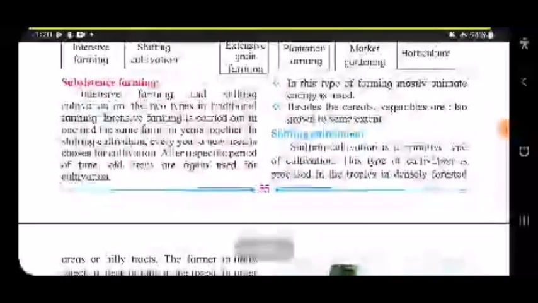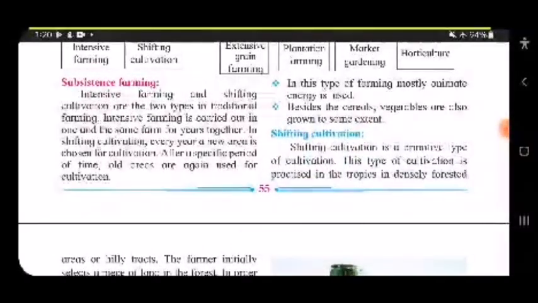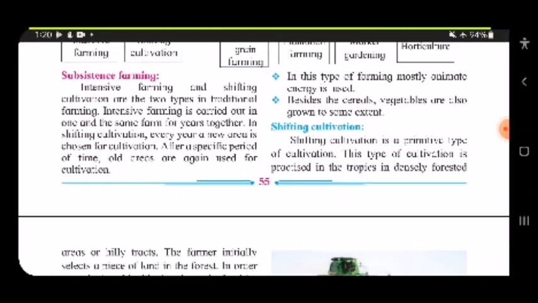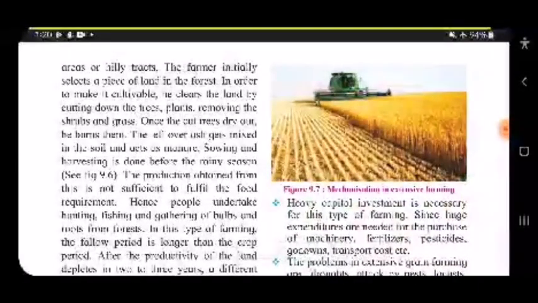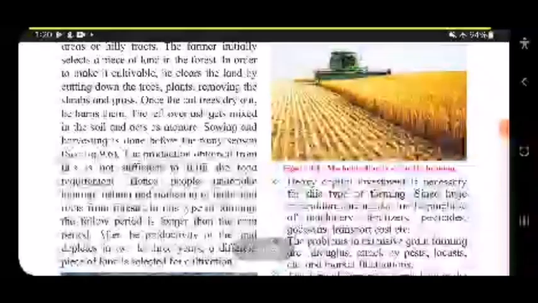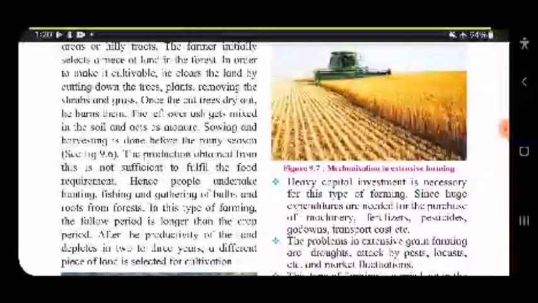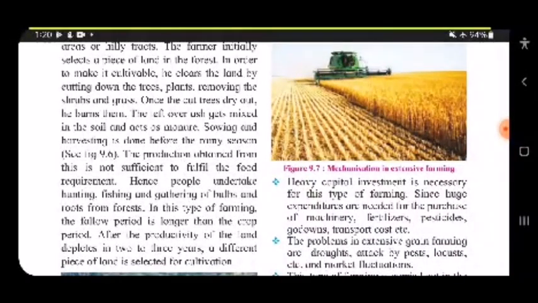Let us move on to shifting cultivation. Now shifting cultivation is a primitive type of cultivation. This type of cultivation is practiced in the tropics in densely forested areas. That means in hilly regions, this shifting cultivation is practiced. The farmer initially selects a piece of land in the forest. In order to make it cultivable, he clears the land by cutting down the trees, plants, removing the shrubs and grass. Now, how is this cultivation done?